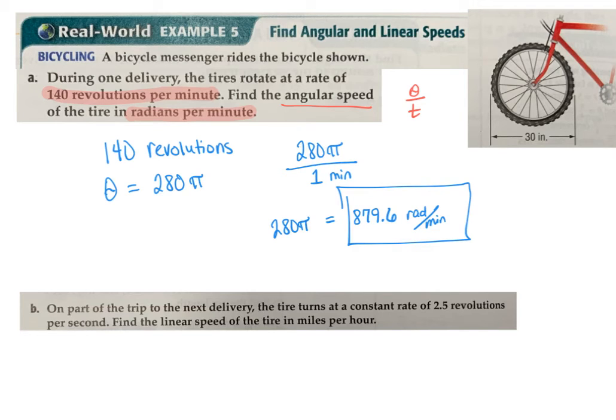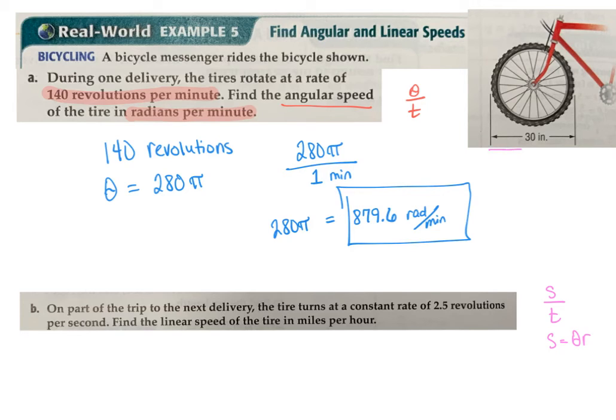All right, on part of the trip to the next delivery, the tire turns at a constant rate of 2.5 revolutions per second. Find the linear speed of the tire in miles per hour. So they want linear speed. Linear speed has a different definition, right? Linear speed is going to be my S over my T. So I have to calculate a few things. My S is theta times R.